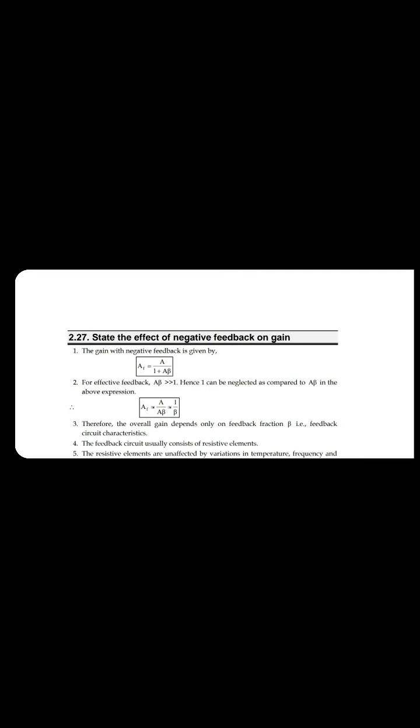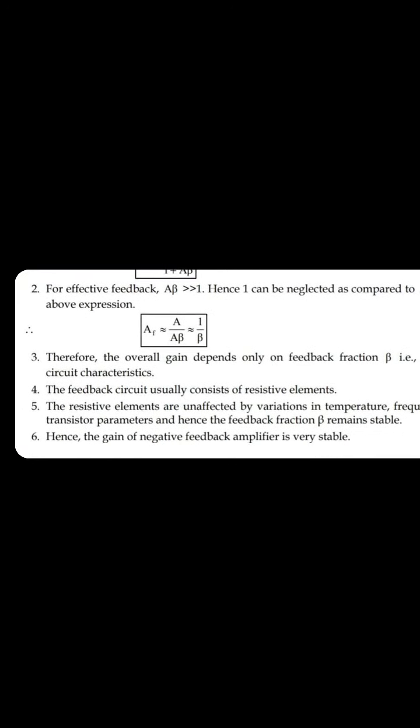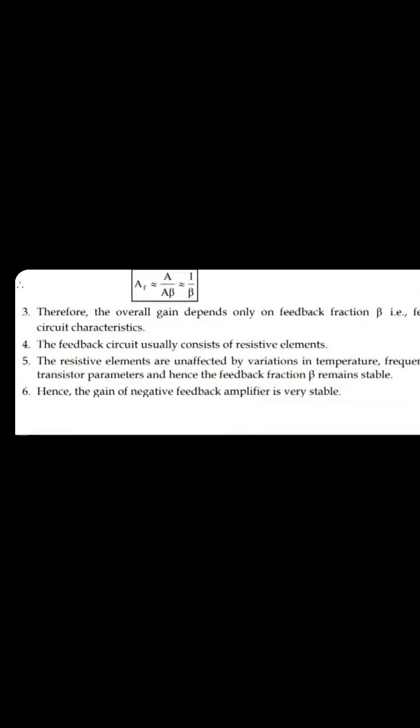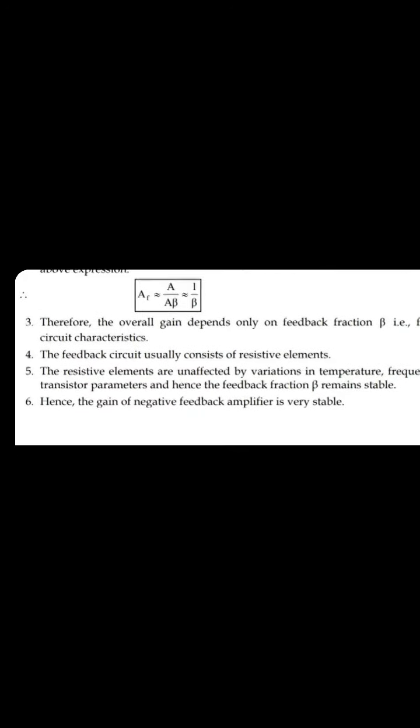For effective feedback, A beta is much greater than 1. Hence, 1 can be neglected compared to A beta in the above expressions. So AF, the overall gain, equals A by A beta, which equals 1 by beta. Therefore the overall gain depends only on the feedback factor beta, the feedback circuit.